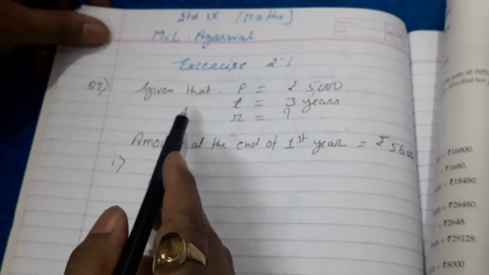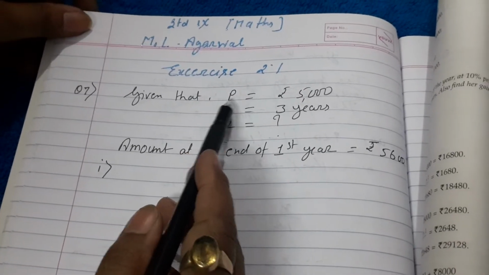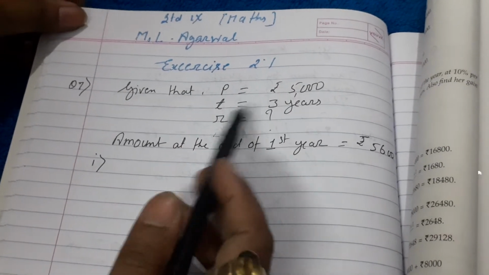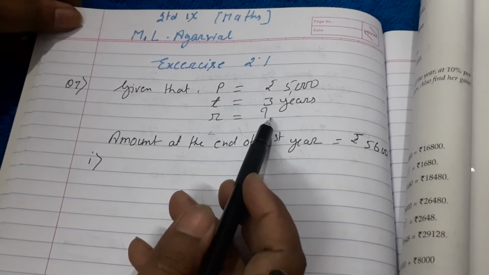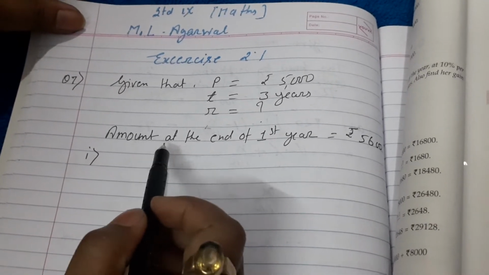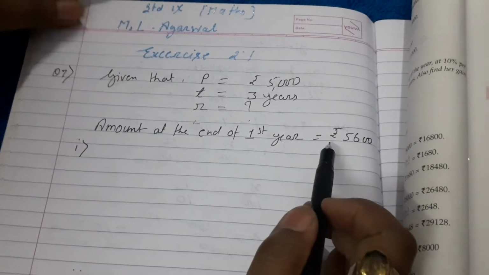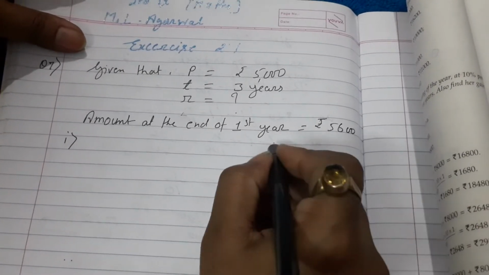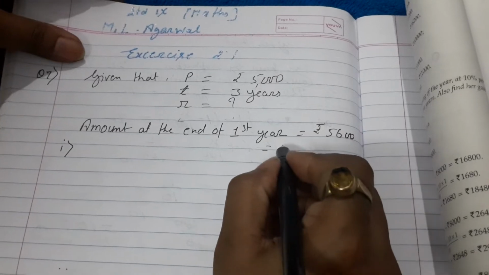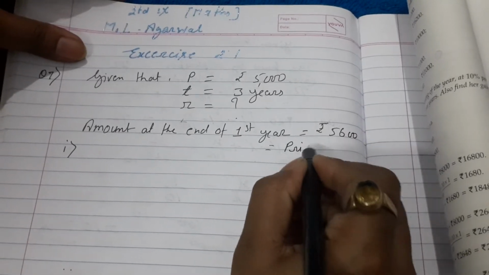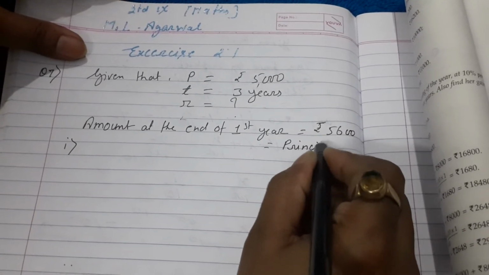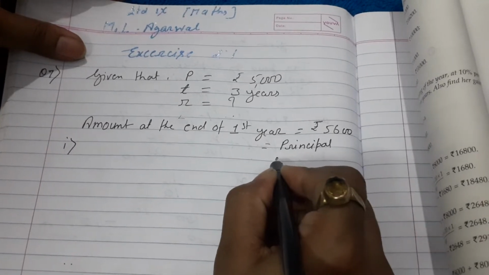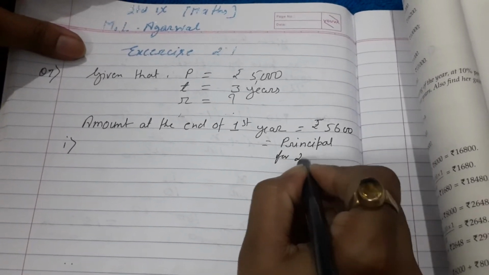See, given that principal is equal to rupees 5,000, time is 3 years, rate is not given, so there is a question mark. Amount at the end of first year is rupees 5,600. Here one thing I want to mention, this will be principal for second year.